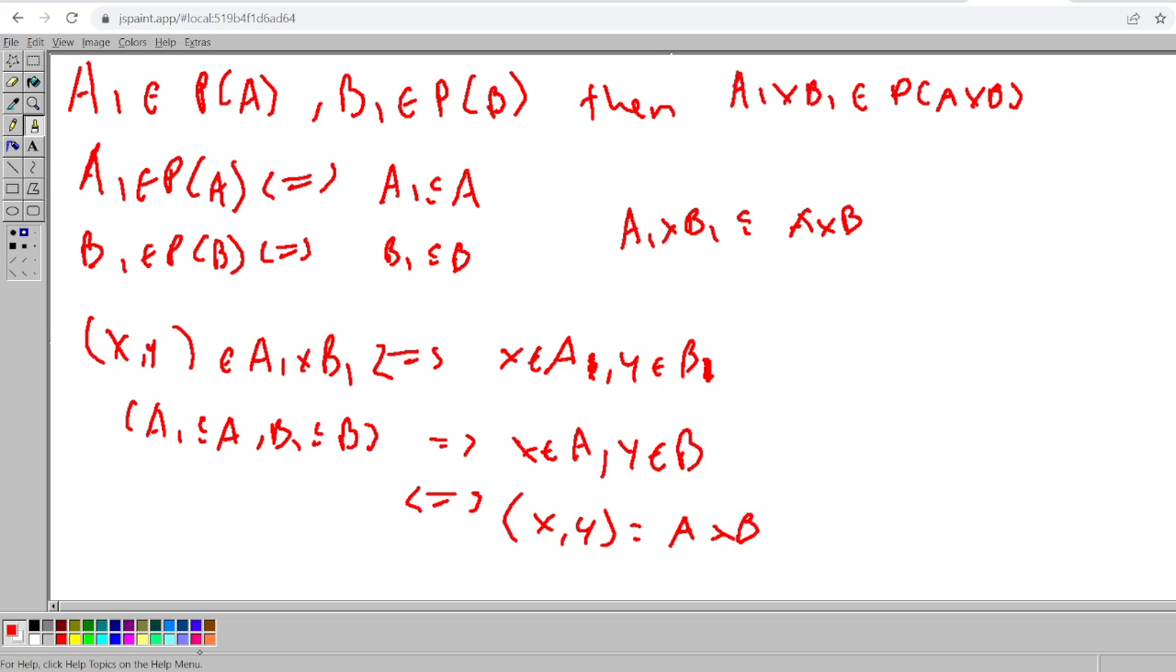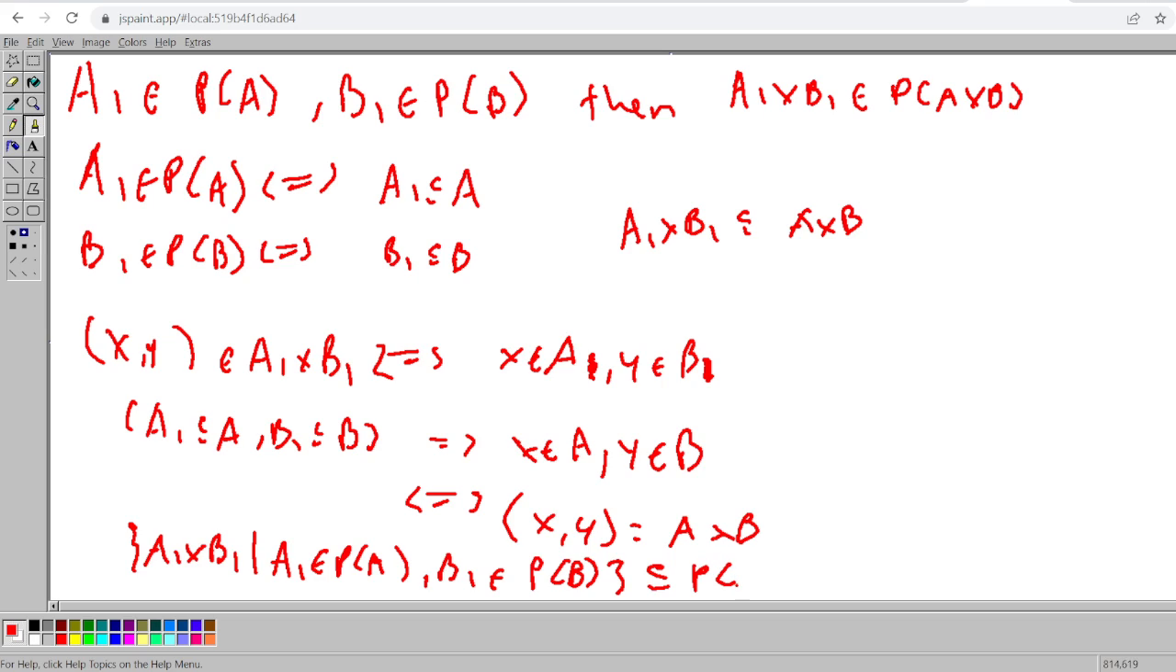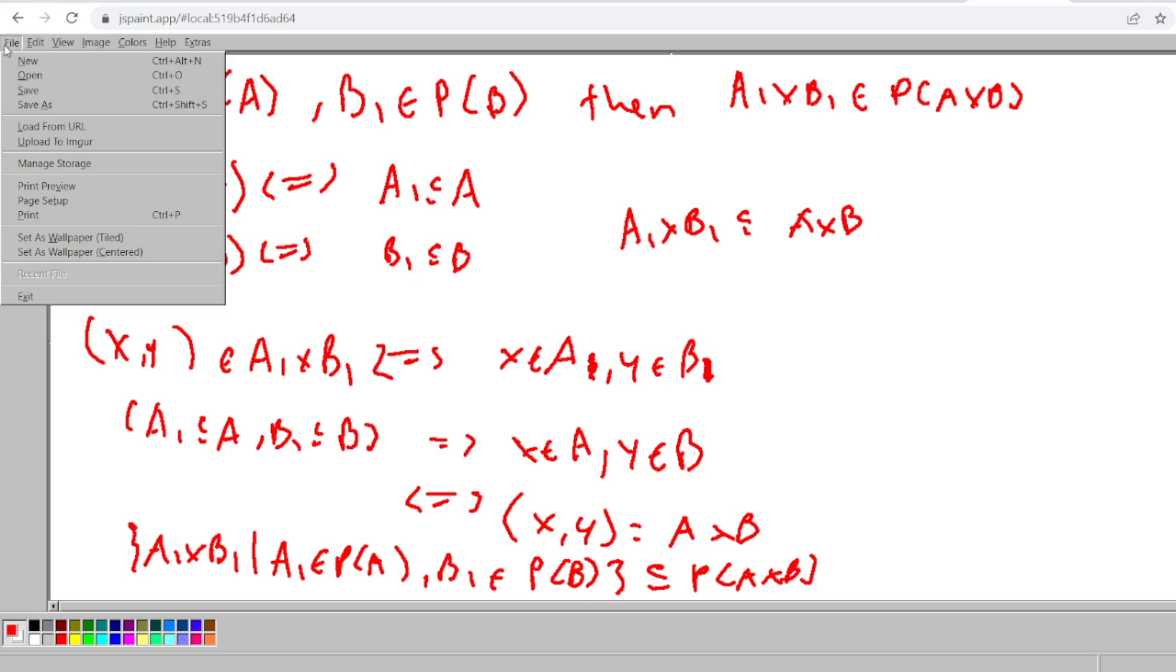So our consequence is, of course, A1 times B1, with the property that A1 is an element of P of A and B1 is an element of P of B, is a subset of the power set of A times B. But that's basically all you really need to know right now.